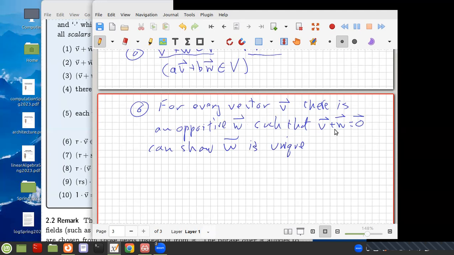I've used the word opposite. The standard name is additive inverse, right? So it has an additive opposite, something that cancels it out. It's this property that matters, because it's unique, we can say W is equal to minus V. We can give it a name.